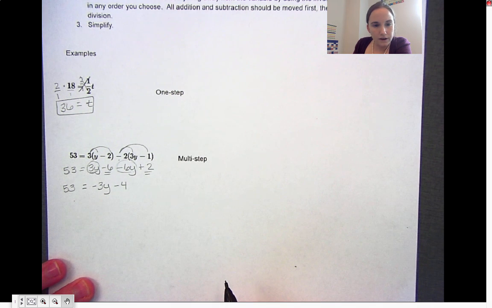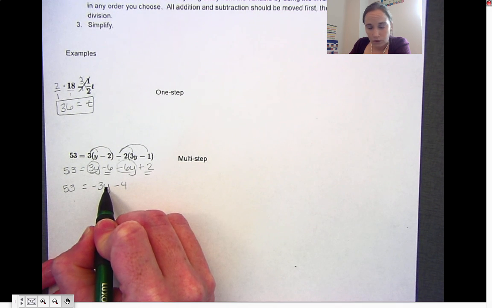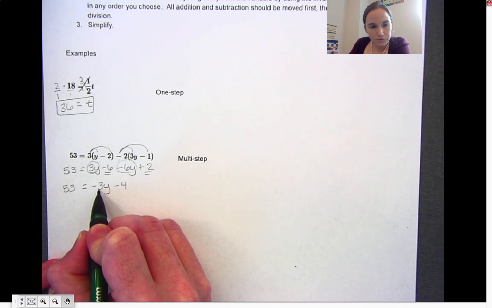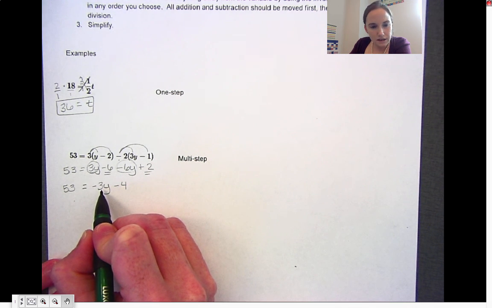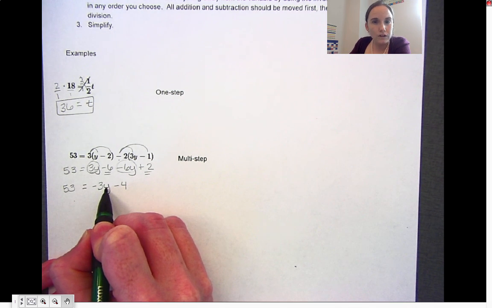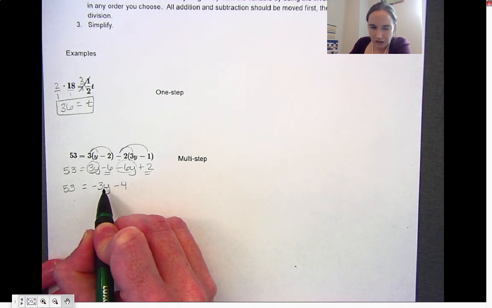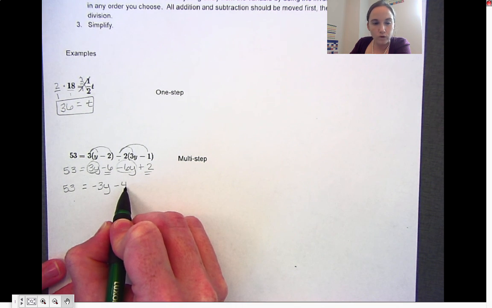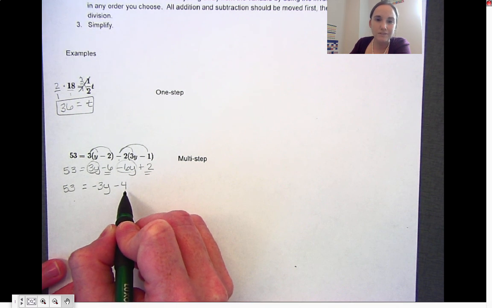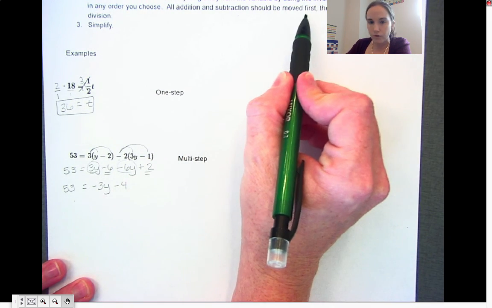Now, identify your variable. It's y. And right now, we have a negative 3 being multiplied by the y. What I used to say is find what's directly with the y. Well, this negative 3 is directly with the y. You can't get rid of that first. You have to get rid of this negative 4. This is the subtraction part. You have to move it away first. Addition or subtraction must be moved first.